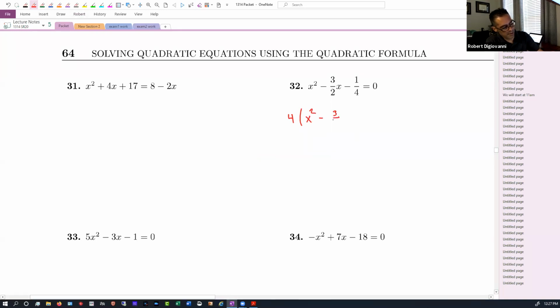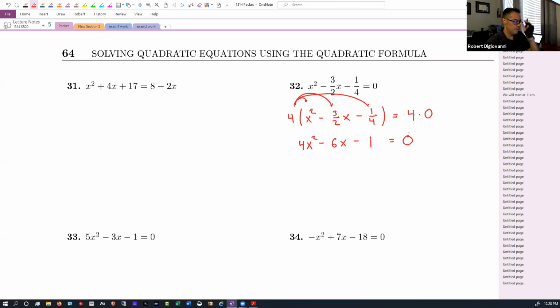So I multiply the left side by 4, and I multiply the right side by 4. When I distribute, let's see what I get. 4x squared minus 6x minus 1 equals 4 times 0, which is still 0. So that's my new quadratic equation, and it has the form that we need to use the formula. I can see that A is 4, B is -6, and C is -1.